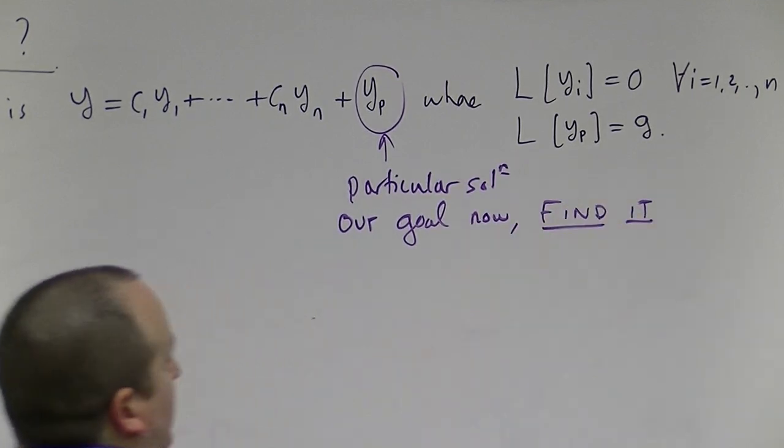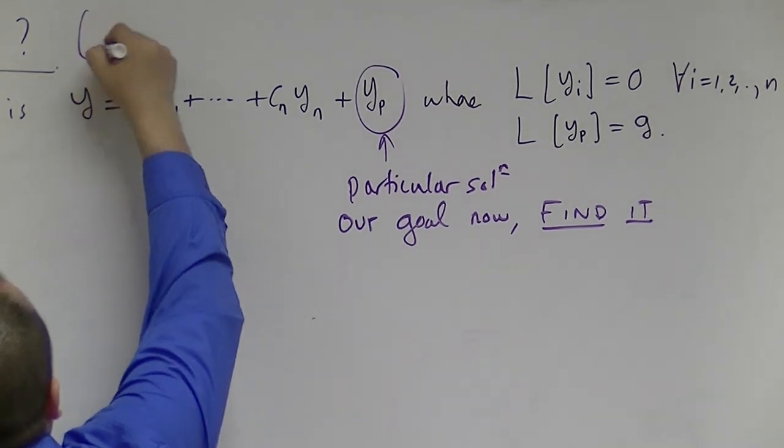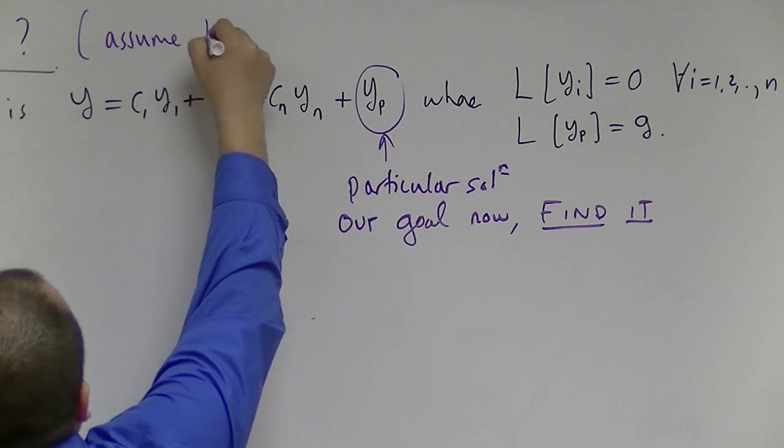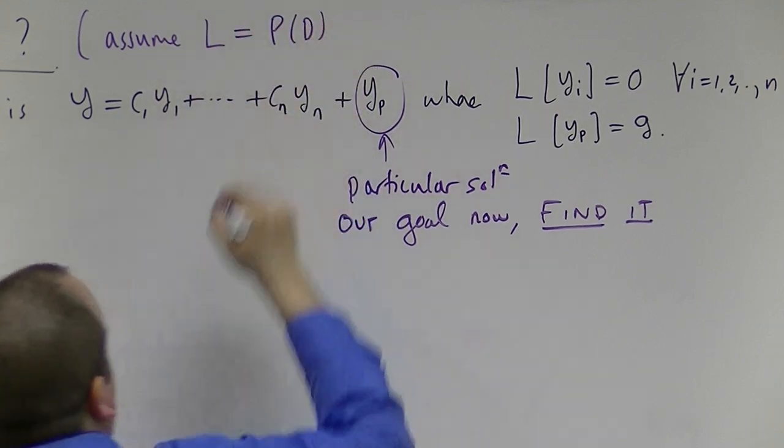Right, because we already know how to find the homogeneous solutions, at least in the constant coefficient case. We're going to stick with the constant coefficient case here. Still, we're still assuming that L is equal to some polynomial in the differentiation operator, right?